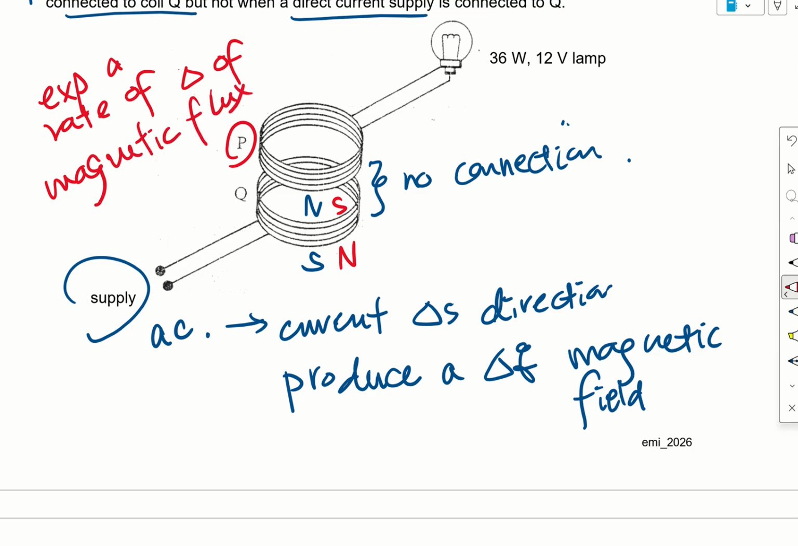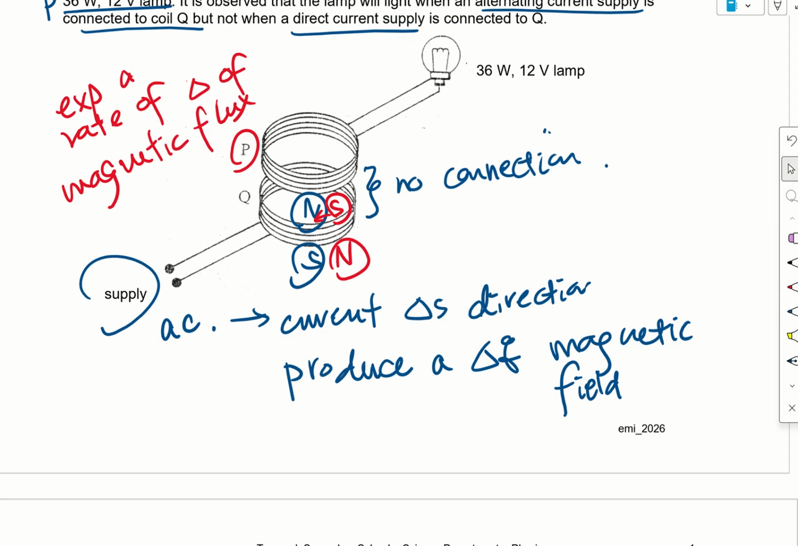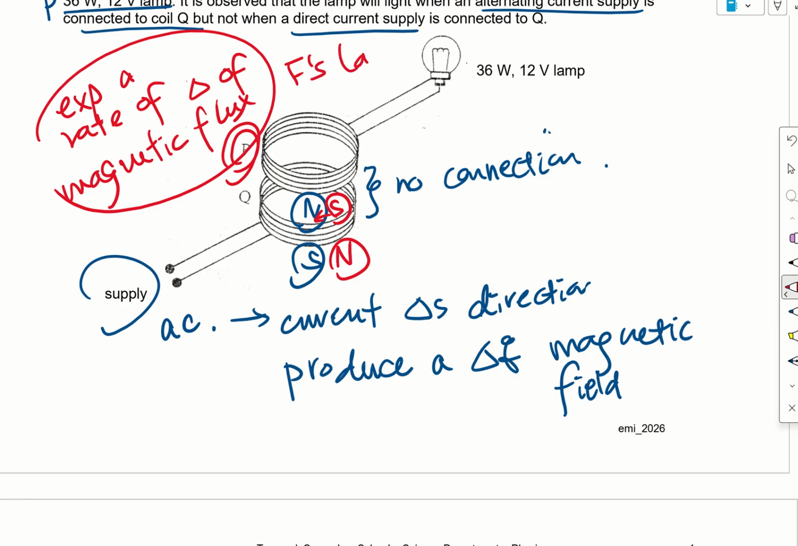Before that it was north and south. Then after that it changed to south to north, and then it will experience north and south, south to north again. So there will be a rate of change of magnetic flux linking coil P. So then according to Faraday's law, there will be an induced EMF, and hence an induced current. And therefore the lamp will light up.